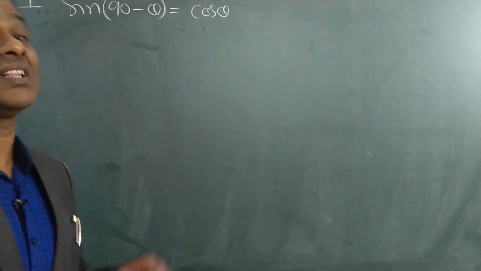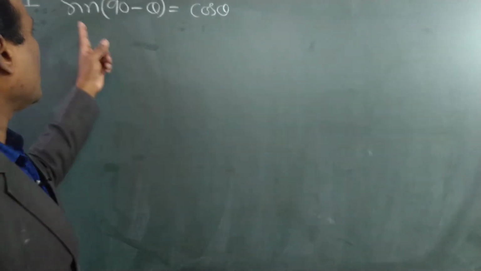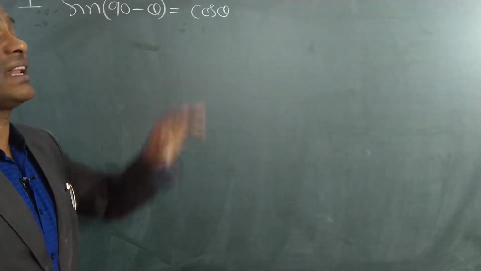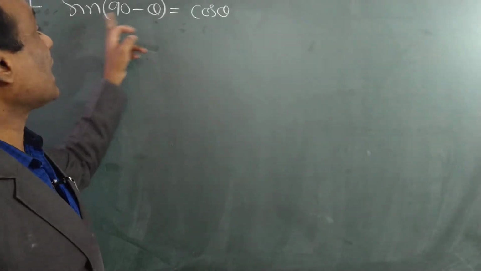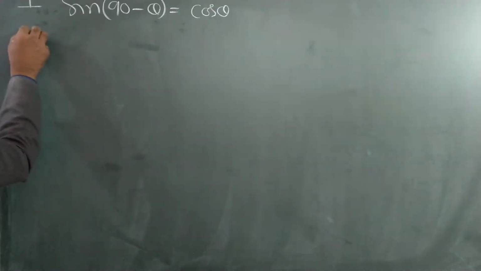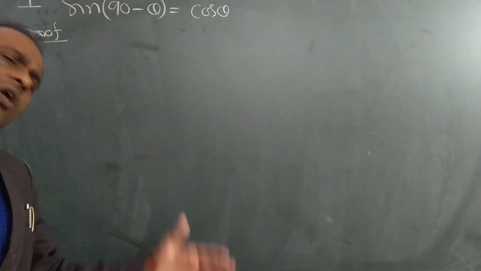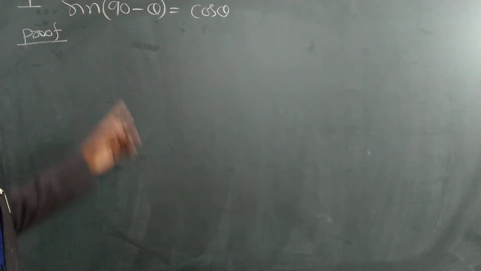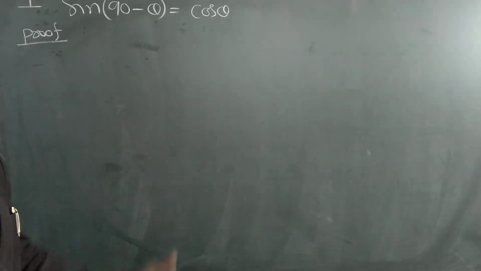Even I am deriving the formula also. Derivation also sometimes is important. So first formula, sin 90 minus theta. Wherever you get sin 90 minus theta, you have to write cos theta. How is sin 90 minus theta equal to cos theta? I am going to derive it. I am giving the proof for this formula. The same way you can derive all other ratios. So sin 90 minus theta is equal to cos theta.